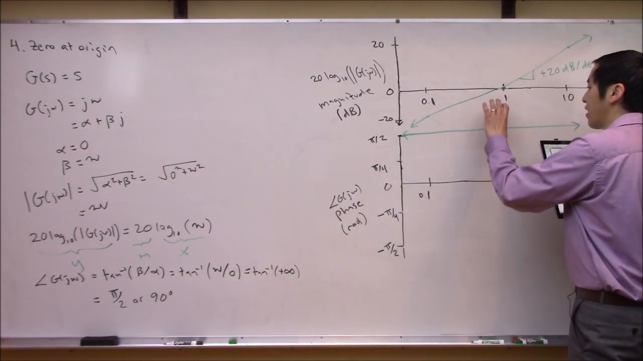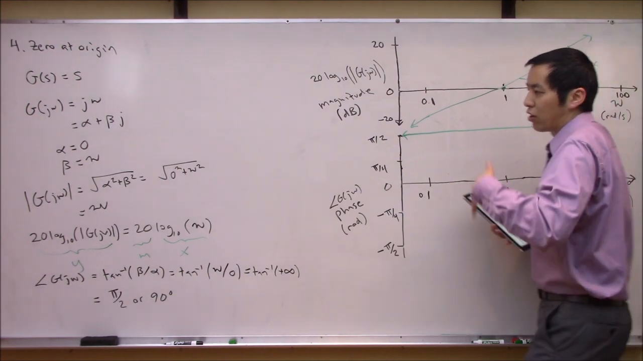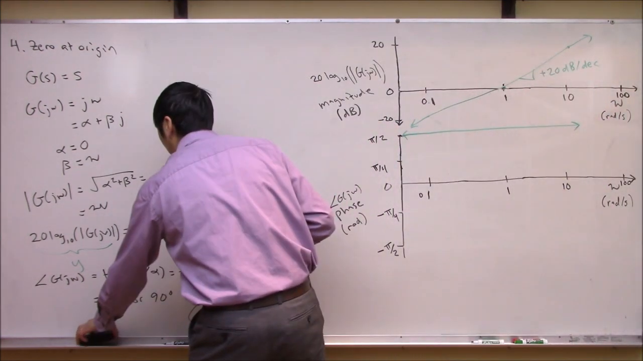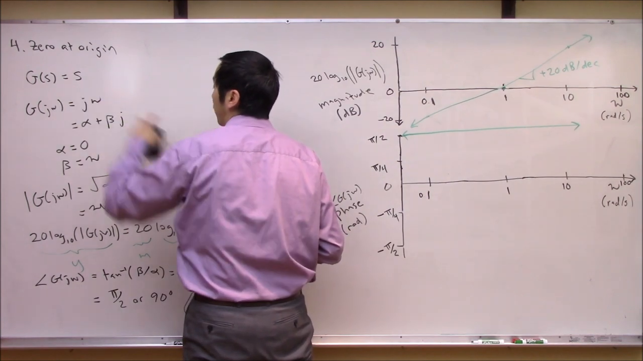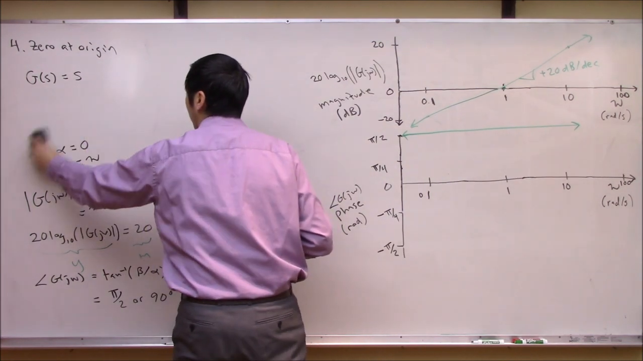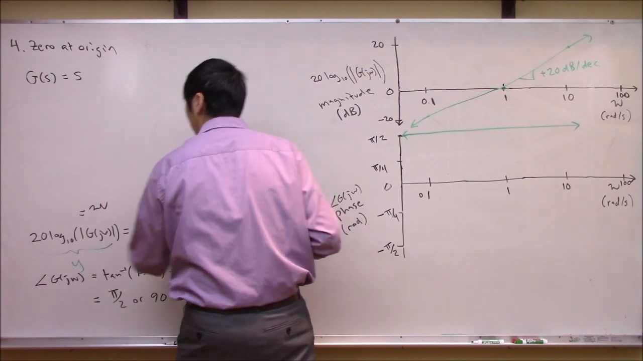So this is the exact Bode plot. And again, let's take one more step back and think about whether this makes physical sense. What does this transfer function look like, or what does it do? What is it actually trying to physically represent?